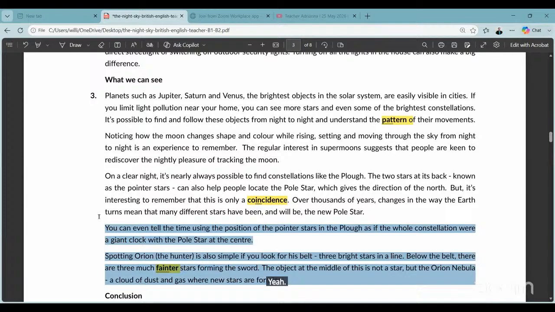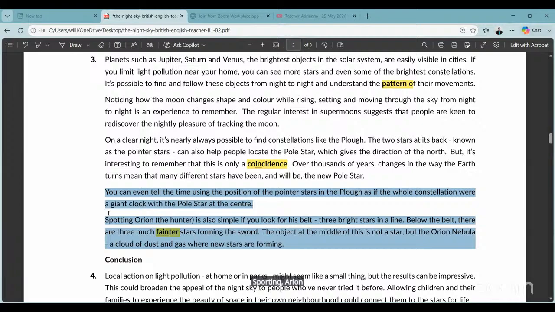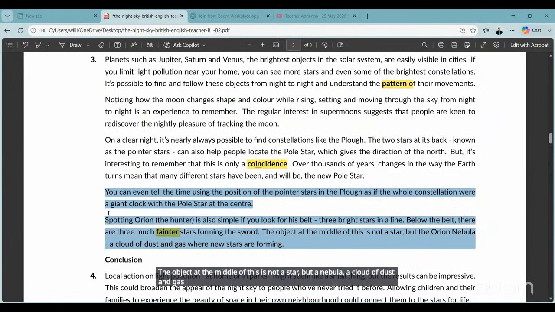You can even tell the time using the position of the pointer stars, as if the whole constellation were a giant clock with the pole star at the center. Spotting Orion the Hunter is also simple. Look for his belt, three bright stars in a line. Below the belt, there are three much fainter stars forming the sword. The object in the middle of this is not a star, but the Orion Nebula, a cloud of dust and gas where new stars are forming.